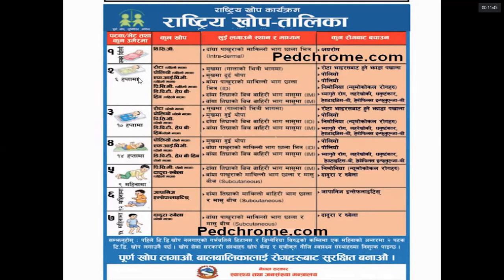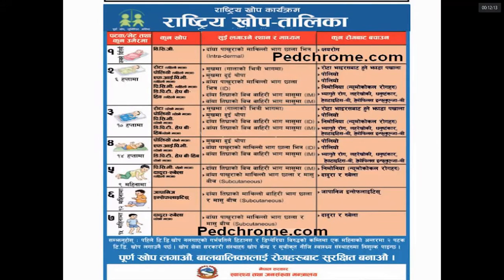At 6, 10, and 14 weeks, we give pentavalent vaccine. Pentavalent means 5 vaccines in one vial. This is DPT, hepatitis B, and HIB. So we give this at 6 weeks, 10 weeks, and 14 weeks. And recently, rotavirus is also added.